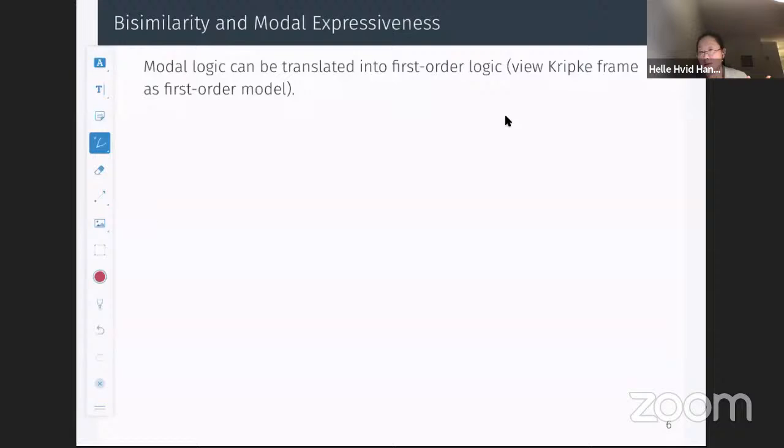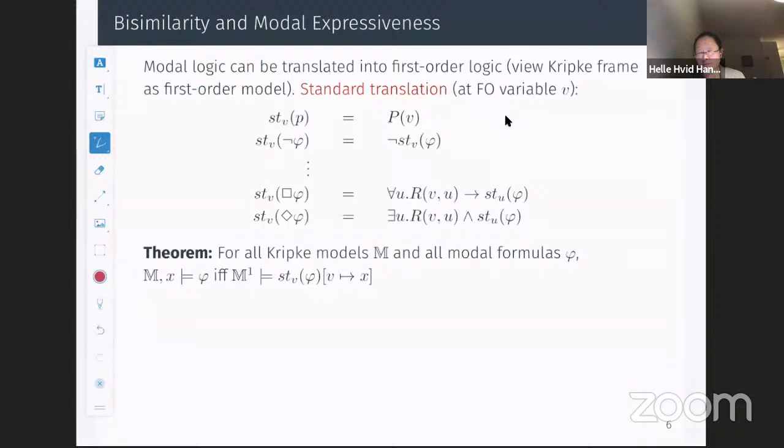We can just take a Kripke model. It consists of relations and atomic propositions. The atomic propositions we can just view as unary predicates, and then we have a relation symbol in addition. So that part is easy. And in order to translate the formulas, you can kind of imagine what it would be like when you look at the semantics of the modalities. So again, it's an inductively defined translation.